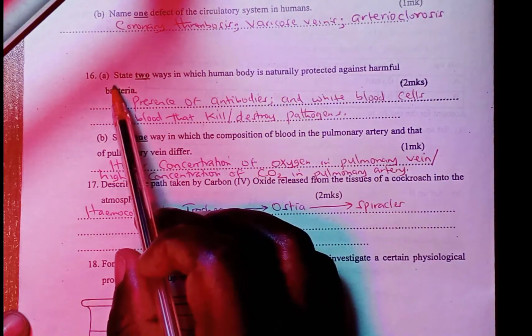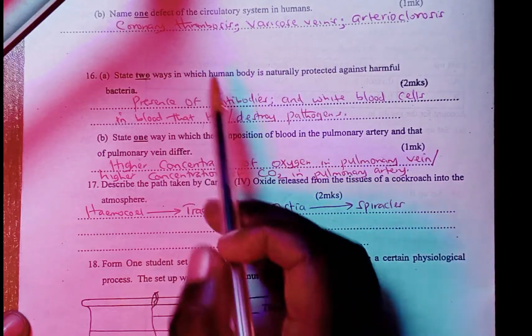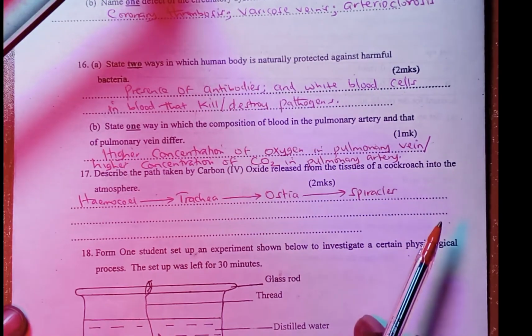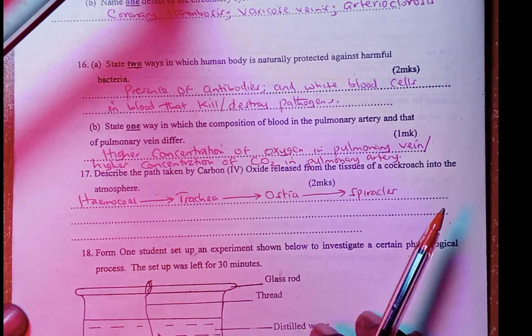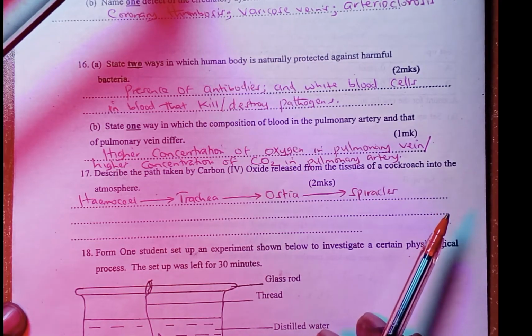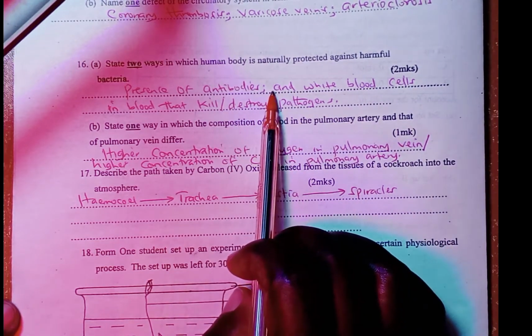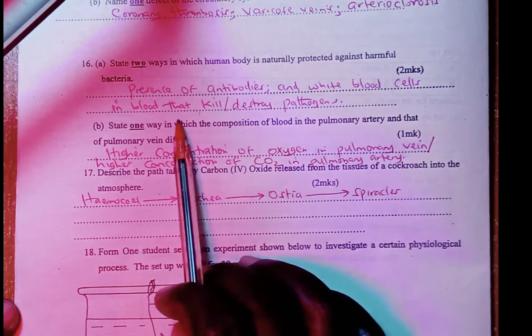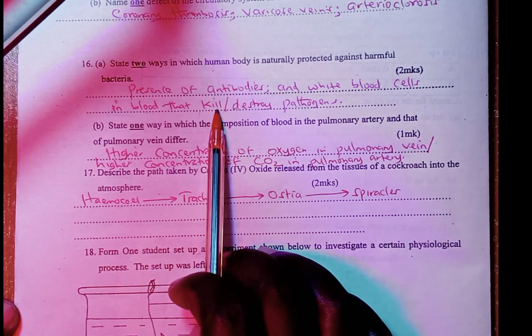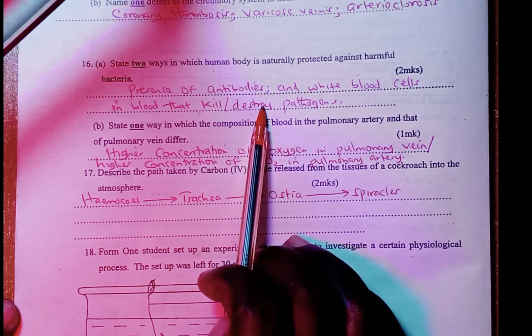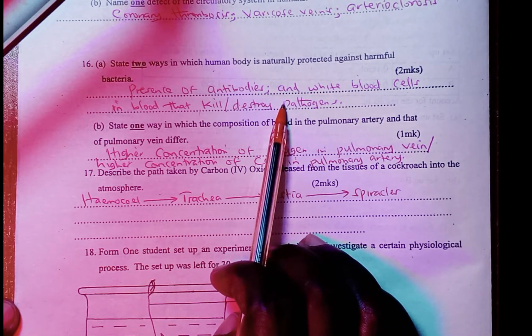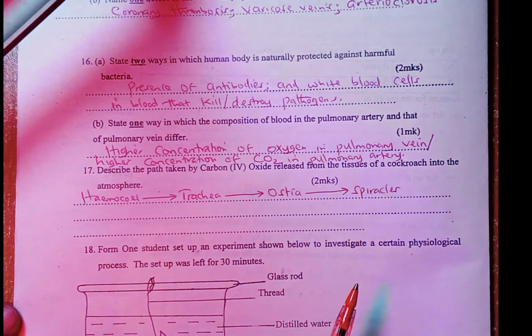Question number 16a. State two ways in which the human body is naturally protected against harmful bacteria. 1. It has antibodies and white blood cells in the blood that kill or destroy pathogens. Pathogens are disease-causing microorganisms.